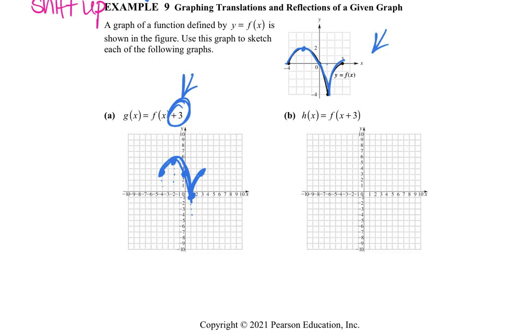Now this time, instead of the 3 being at the end, it's inside the parentheses. So x plus 3 means you're moving left 3. So now take all of these points and go left 3. So negative 4 goes to negative 7. This negative 2, 2, 1, 2, 3, 0, 0, 1, 2, 3. So there's that hump right there. And then we've got the 1, negative 4, and we're going to go 1, 2, 3.